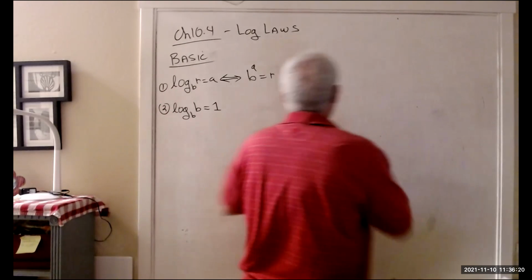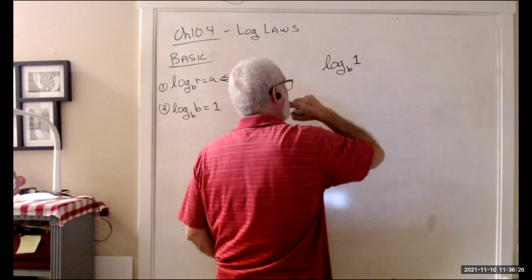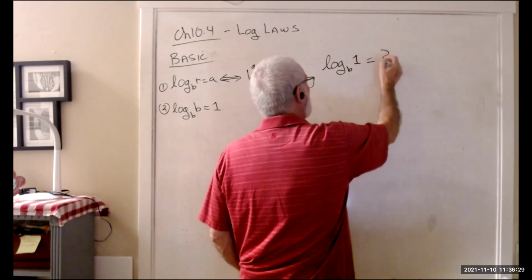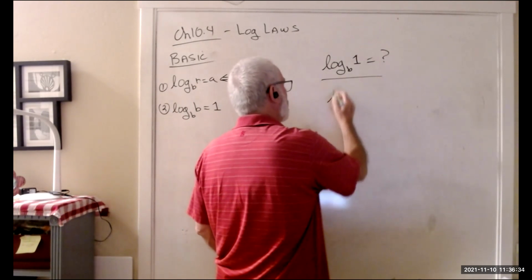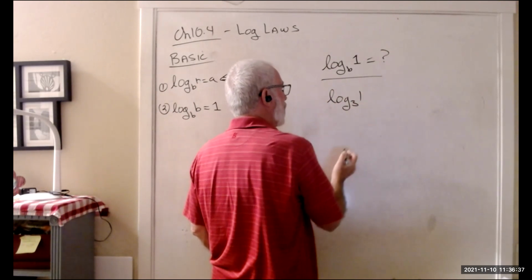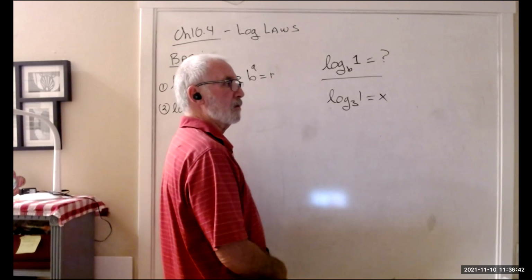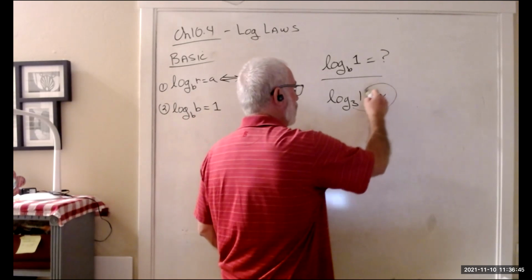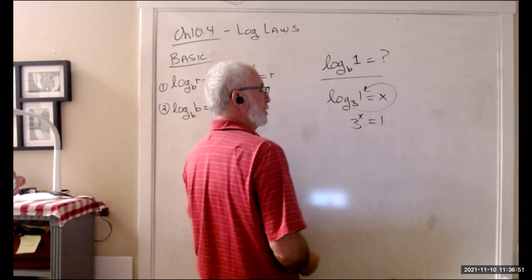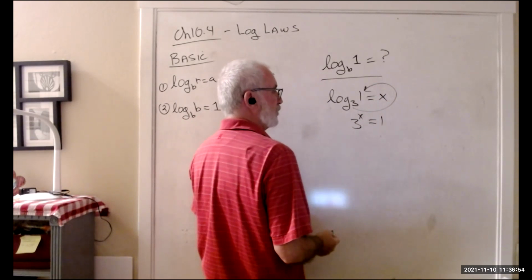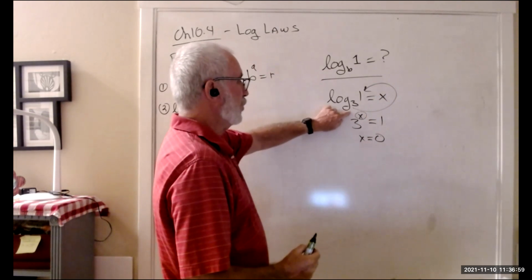What if I had log base b of 1? What's it equal? We'll do it again with an example. Log base 3 of 1 equals something, it equals x. So apply the Brabar rule: 3 to the x equals 1. Based upon our knowledge of exponents, the only thing x can equal is 0. 3 to the 0 power is 1.